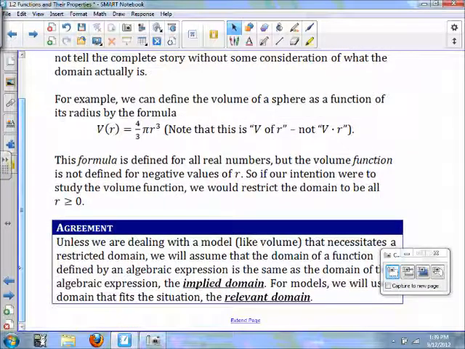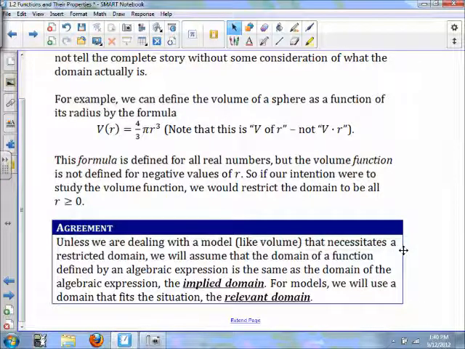Now we do have an agreement here. Unless we are dealing with a model like volume or area that necessitates a restricted domain, we will assume that the domain of a function defined by an algebraic expression is the same as the domain of the algebraic expression, which is the implied domain. For models, we'll use a domain that fits the situation, which is the relevant domain. So for the volume problem, the relevant domain would be r greater than or equal to 0.